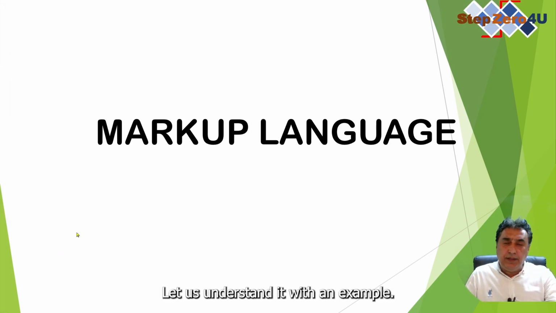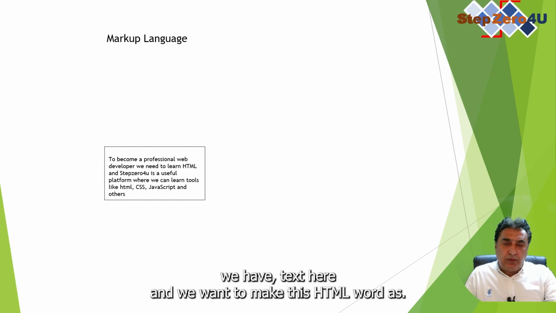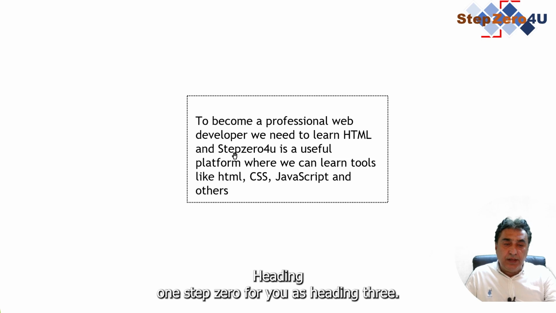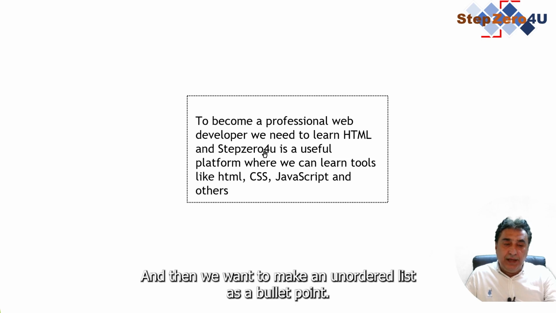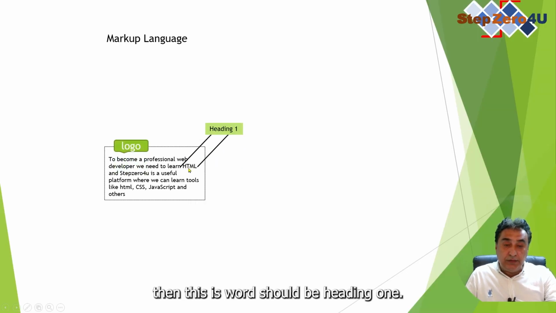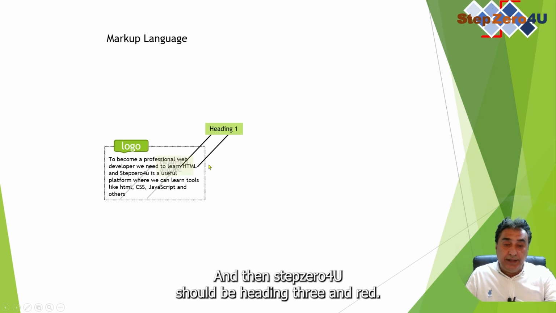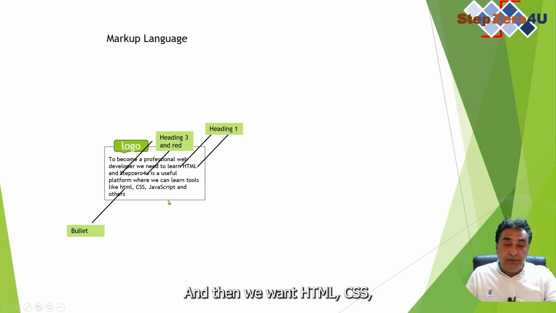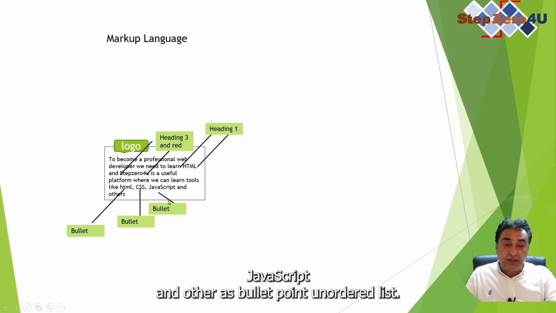Let us understand it with an example. We have a text here and we want to make this HTML word as heading 1, Step 0 for You as heading 3, and then we want to make an unordered list as bullet points. So what we do, we put marks that here we should put a logo, then this word should be heading 1, and then Step 0 for You should be heading 3 and red, and then we want HTML, CSS, JavaScript and others as bullet point unordered list.